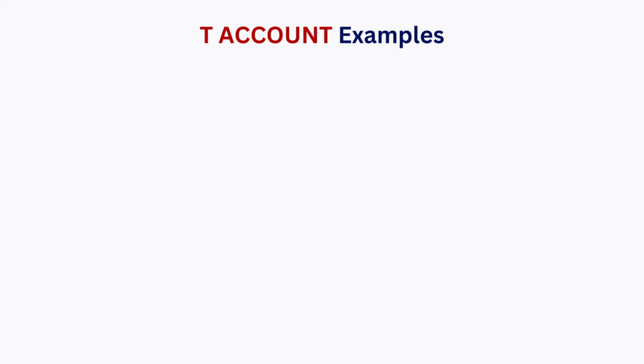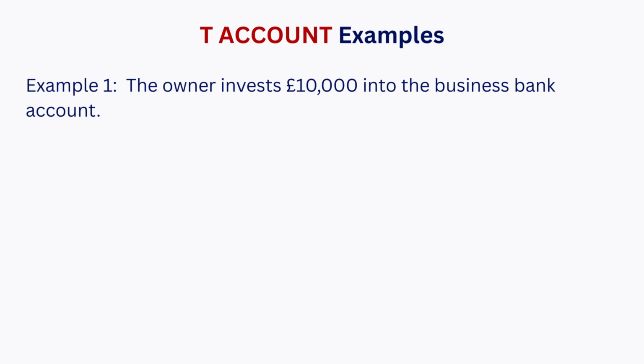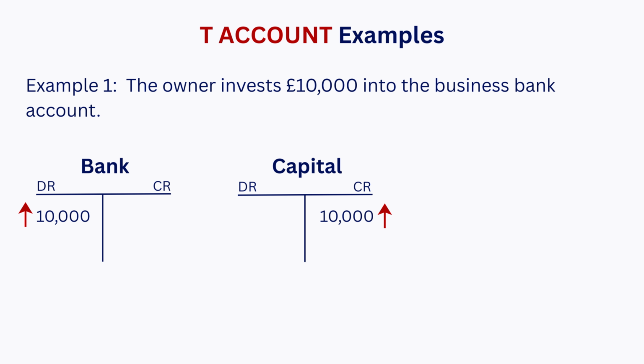Now let's go through proper examples. Example 1. The owner invests £10,000 into the business bank account. Two accounts are affected. Bank account increases and capital increases. Double entry is debit bank account and credit capital account. Assets increase with debits and capital increases with credits.